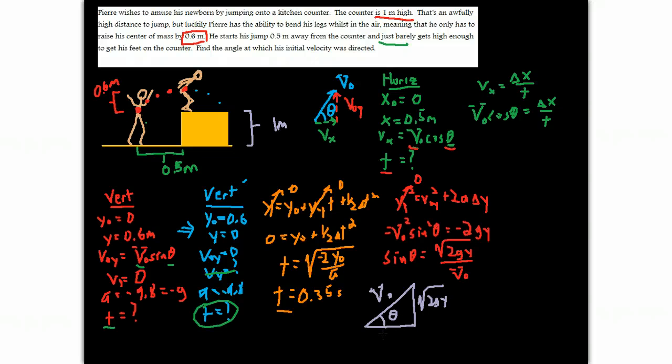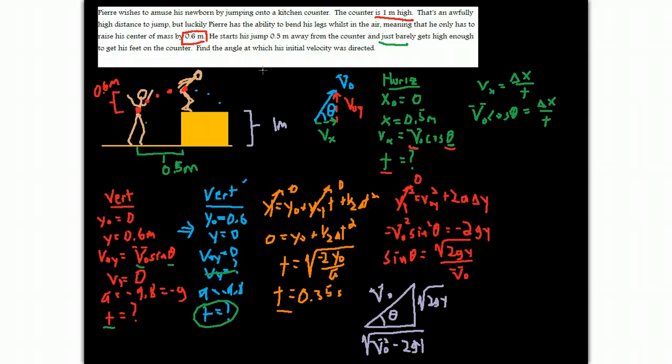And that means that this adjacent side is the square root of the hypotenuse squared minus the opposite side squared, which is just 2gy. If we square the square root, it goes away, and we have it under the new square root. So I square this, I get 2gy, and my adjacent side then is the square root of v naught squared minus 2gy.